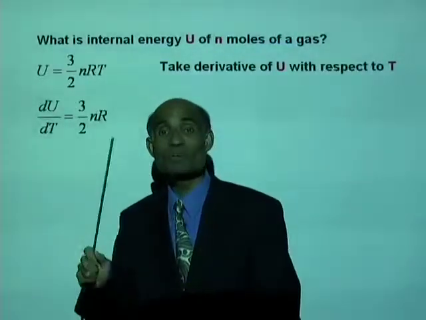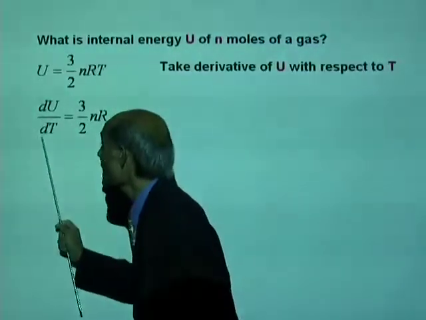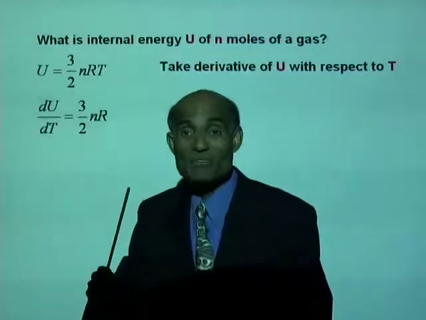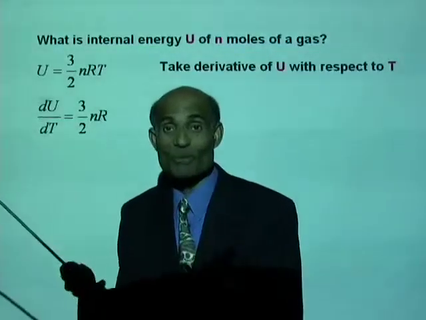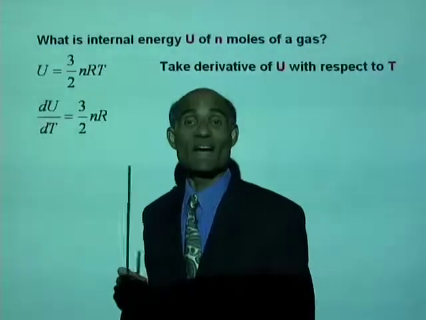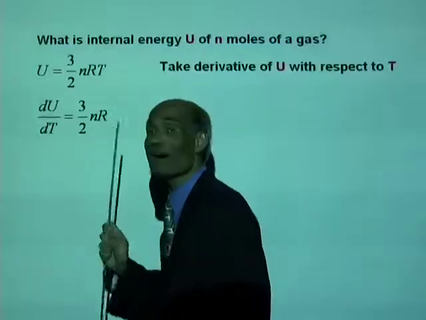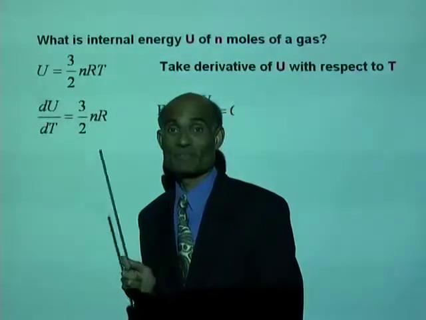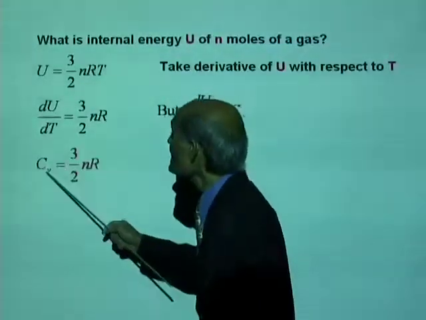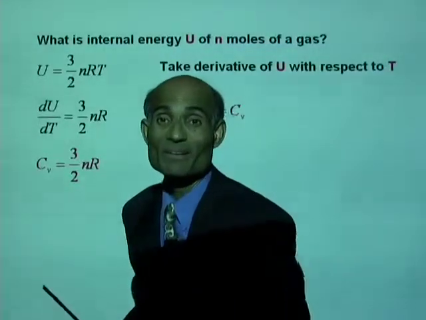Now this is a very important relation. Why? Because dU/dT is the heat capacity at constant volume. And what does it tell you? The heat capacity of a gas at constant volume is 3/2 nR. So Cv equals 3/2 nR.